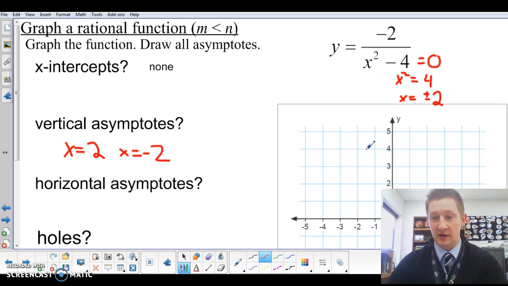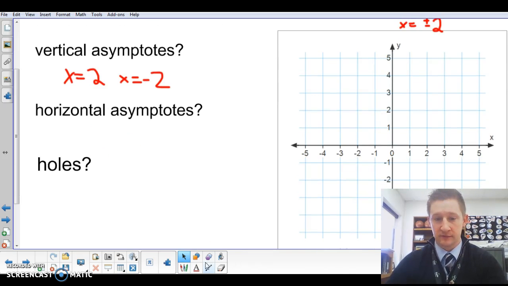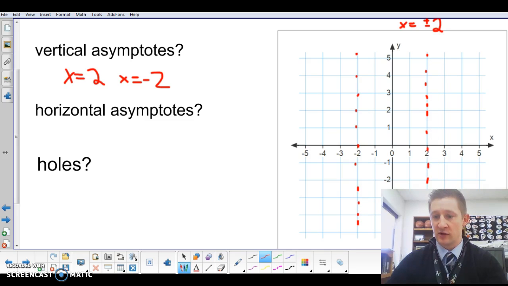So what I could do is I could actually draw those over here on my coordinate plane. So I'll go ahead and draw in a couple of dashed lines. So negative 2, not easy to do with the mouse, and positive 2. So dashed lines, those are my vertical asymptotes.